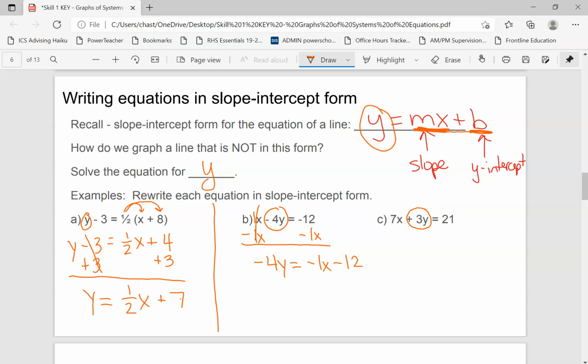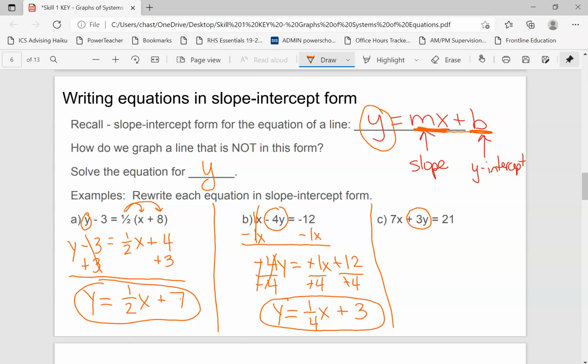We still have a coefficient in front of the y. Anytime there's a number in front of a y, you have to undo it with division. So we're going to divide everything by -4. Negatives cancel as well, so y equals, these negatives will also cancel, so we get the fraction 1/4 x, and these negatives cancel to make a positive. 12 divided by 4 is 3. So now we have the equation y equals 1/4 x plus 3.